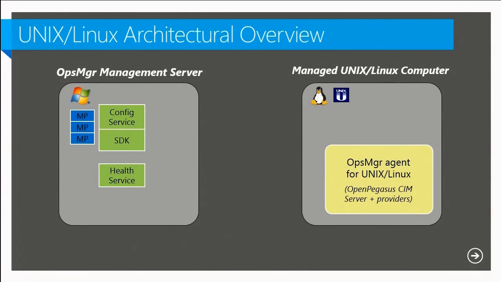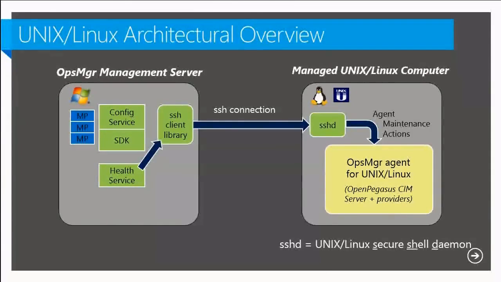For Unix and Linux, the architecture is flipped. We have a lightweight agent on the Unix and Linux computer, and we use a lot of the processing of the management server's health service. One way to look at this, which I think provides a good illustration, is to look at the communication channels between the management server and the Unix and Linux agent. The first one we should call out is SSH. We do have a secure shell implementation that allows you to do agent administration from the Ops Manager console.